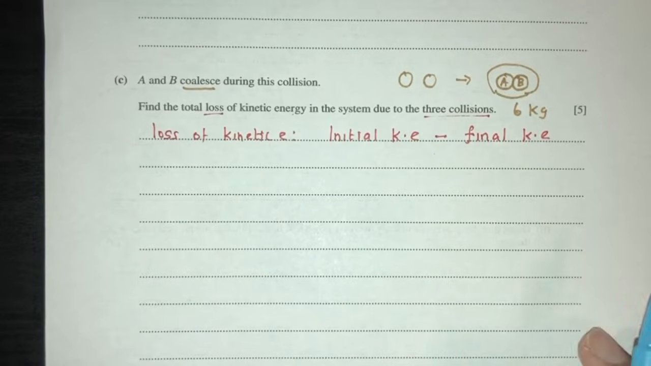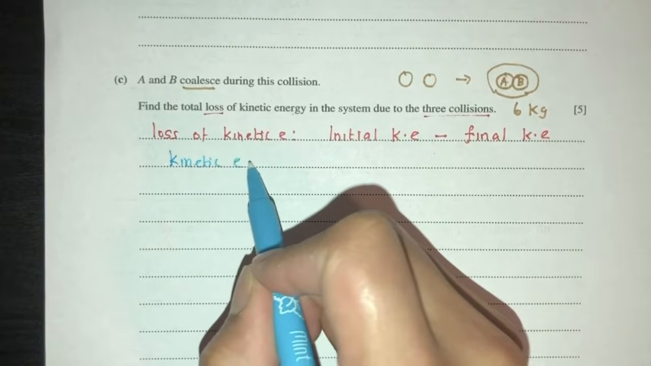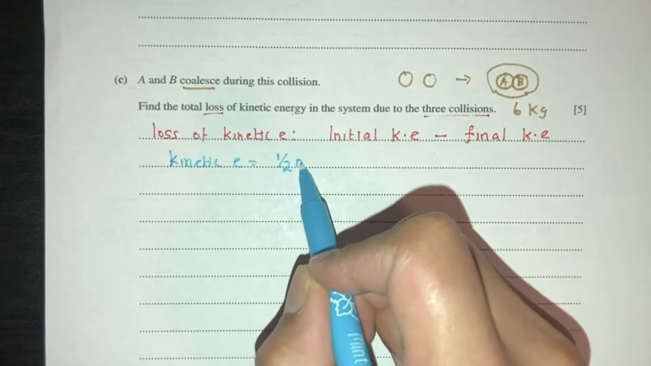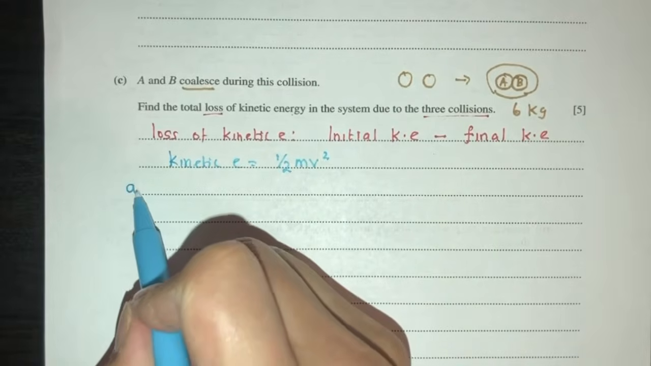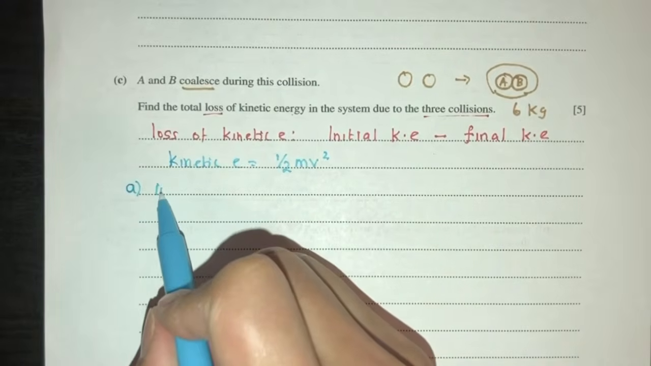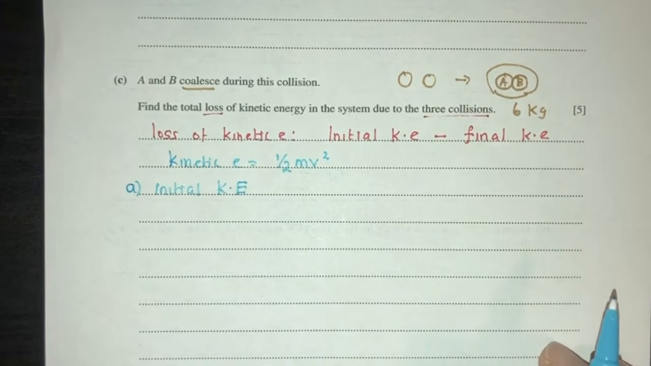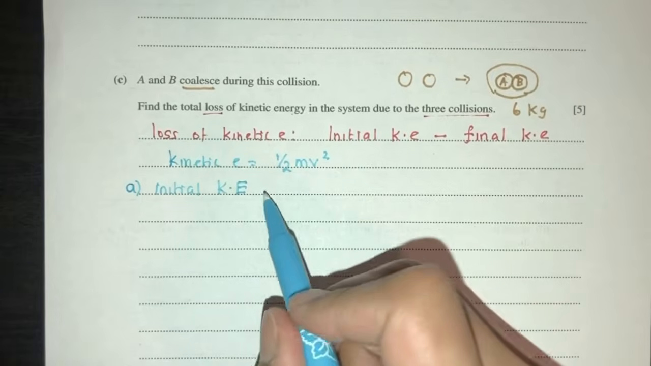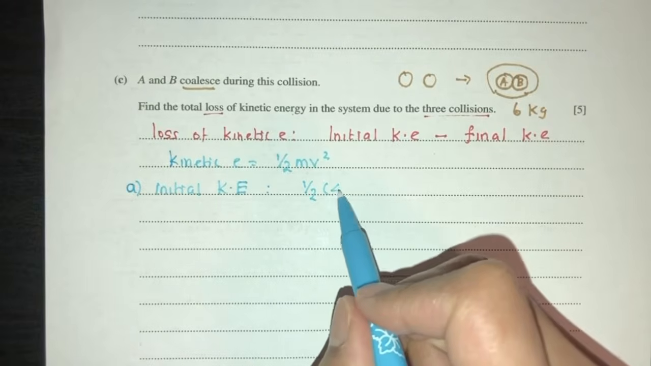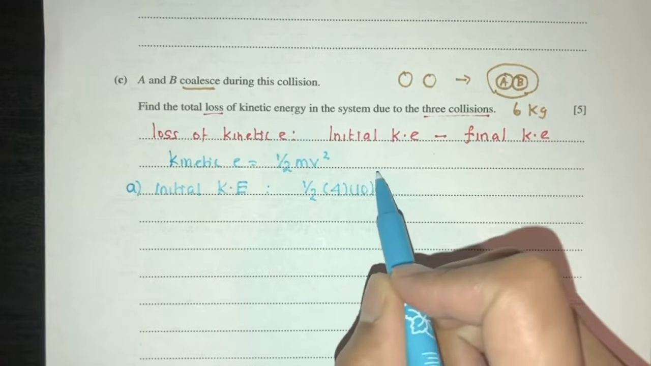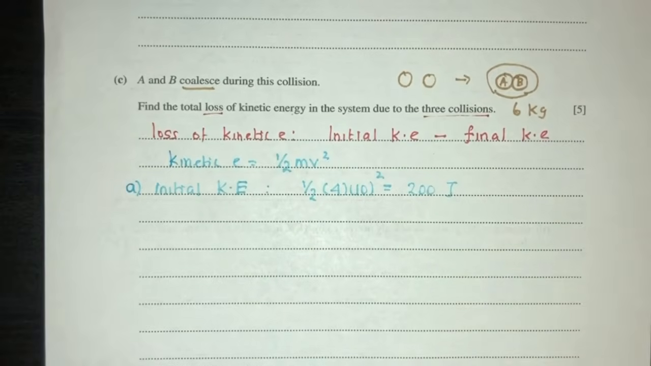Of course, I hope you guys know the formula for that. So kinetic energy is equal to half times m times v squared. So at first, as you can see from part 1, for the initial kinetic energy, only A was moving, right? So basically, half times the mass of A, which was given to you as 4, and the speed of 10. That will be 200 joules at the beginning.